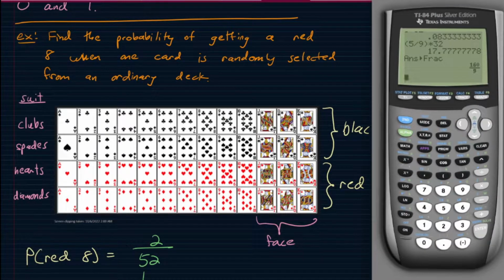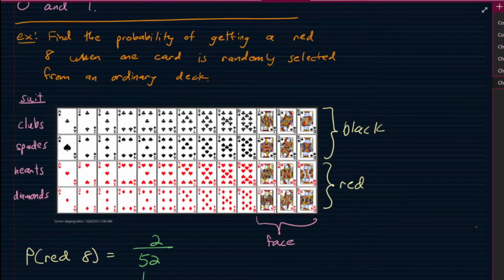It's 0.03846, which you can view as a percentage by, remember, moving the decimal 2 spots to the right. That'd be 3.846%. That would be your probability of getting a red 8.